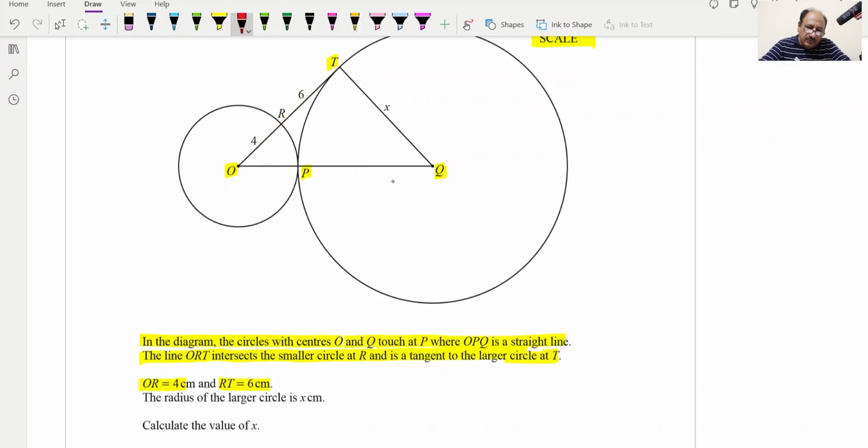Total length will be 4 plus 6, which is equal to 10, and the radius of the larger circle is X, and this one is X. So calculate the value of X. We need to find the value of X. So we can consider, basically we know this is 4, so this will also be 4, and this is X, so this will also be X.